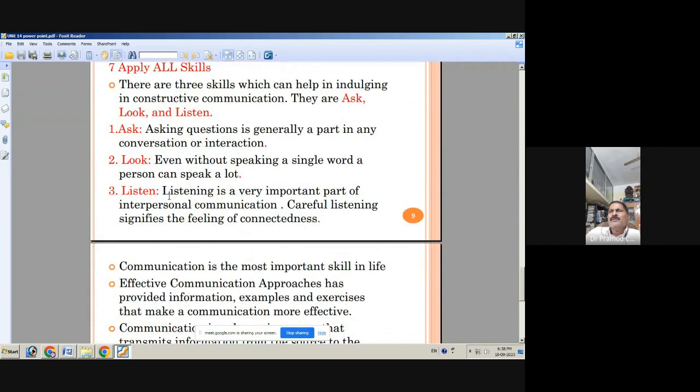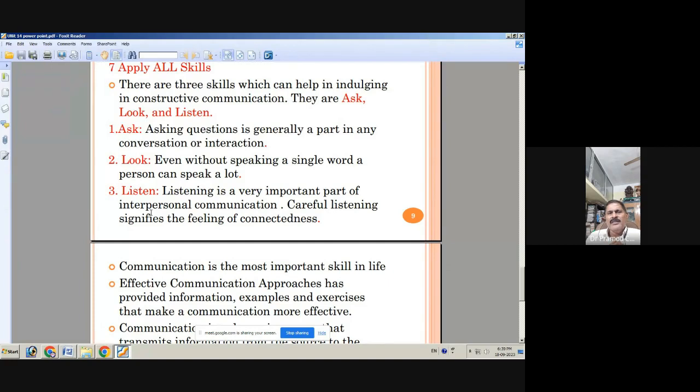A means ask. While you are having the discussion, you are communicating the message. At that time, asking questions is very general, but your conversation, your interaction will be lively if you ask such questions. Then while interacting among yourselves, there should be question and answer. But another thing is your look. Even without speaking a single word, a person can speak a lot.